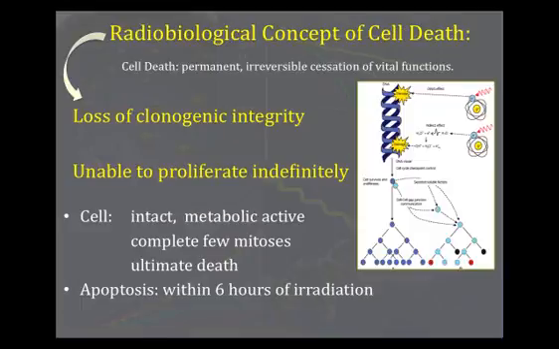It's an assumption. But what is important also to bring in mind is that our intuitive concept of cell death is irreversible cessation of vital functions. But in the radiobiological context, that's not what radiation biologists consider cell death. That means loss of clonogenic integrity, or the cell is not able to keep on proliferating indefinitely. That's what means cell death. And the cell may still be visible, metabolically intact, even undergo a few mitoses before death.